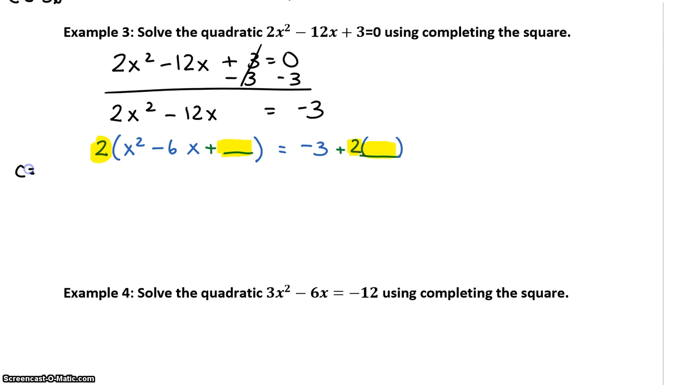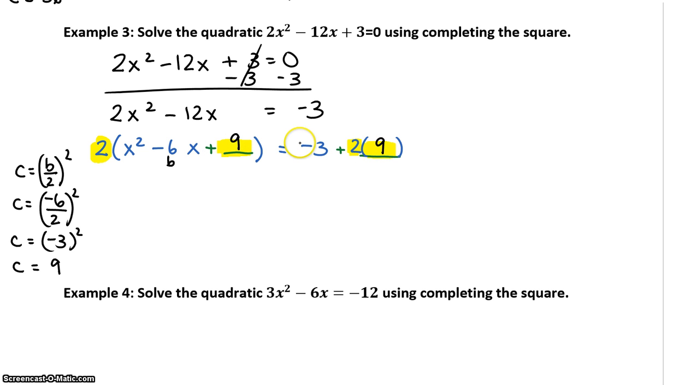We're going to find the c value by taking the b, dividing it by 2, and squaring it. In this case, b is negative 6. c equals (negative 6 divided by 2) squared. c equals negative 3 squared. c equals 9. All right. So now we have 9 in the blank spaces, and notice it's 2 times 9, 2 times 9. That'll balance itself out, and we continue the process.